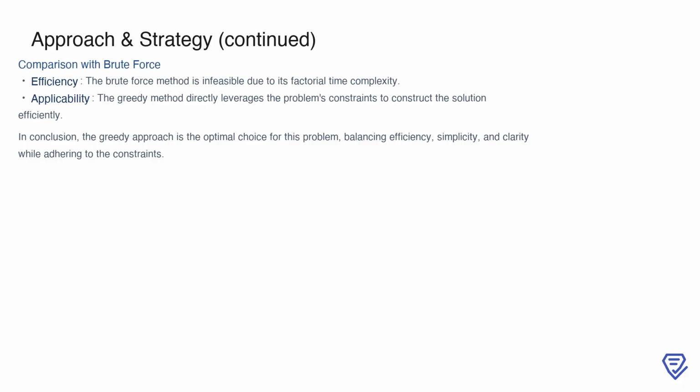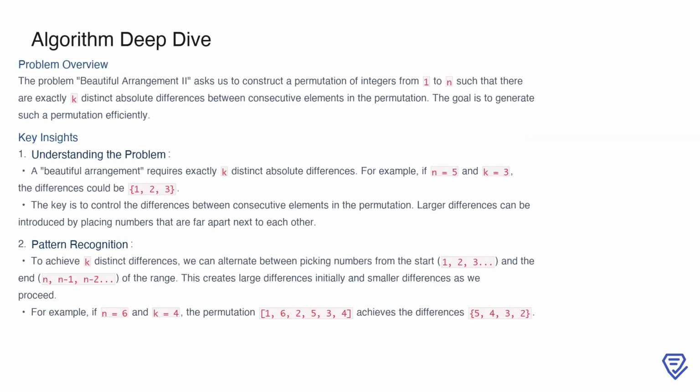In conclusion, the greedy strategy stands out as the best approach, offering a practical and intuitive way to solve the problem while meeting the requirements effectively. In this problem, we are tasked with constructing a permutation of integers from 1 to n such that there are exactly k distinct absolute differences between consecutive elements.